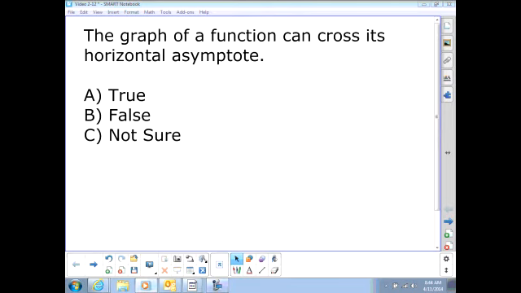In today's video, we'll be focusing on limits when x approaches infinity or negative infinity. Where you saw that last year is that was your horizontal asymptotes. So first off, can the horizontal asymptote be crossed? And the answer should be that it's true. It can be crossed.